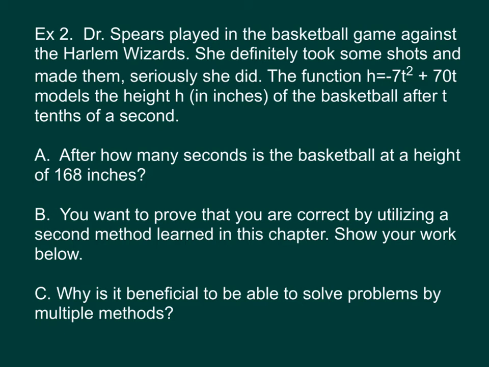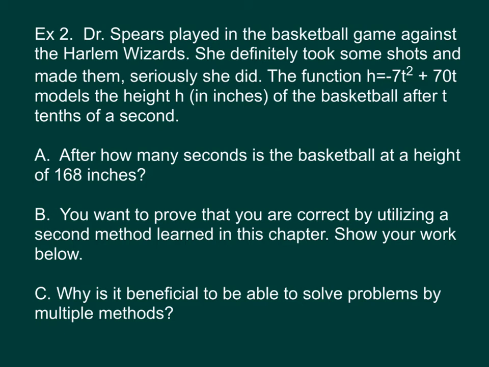The function h equals negative 7t squared plus 70t models the height in inches of the basketball after t tenths of a second. So the questions are, after how many seconds is the basketball at a height of 168 inches?